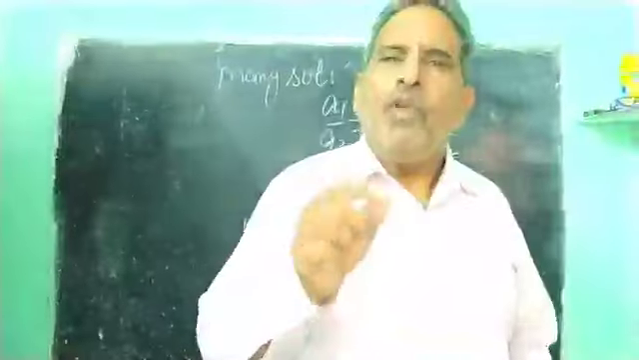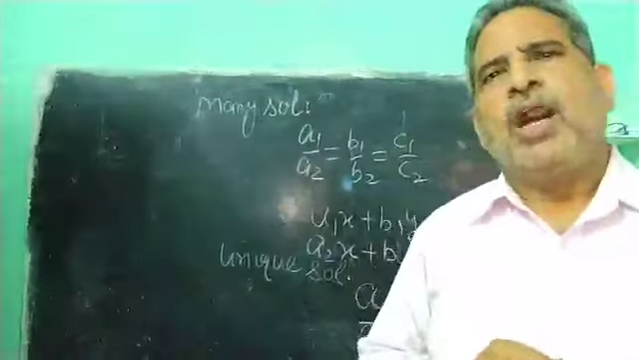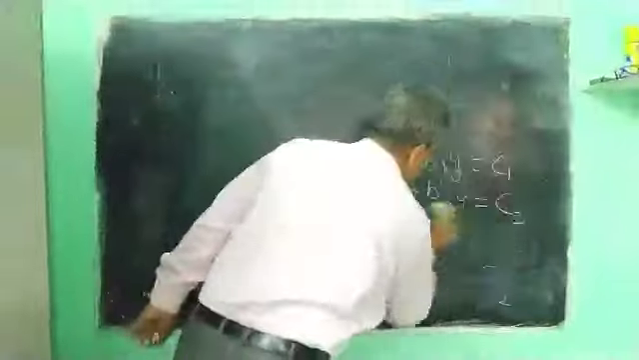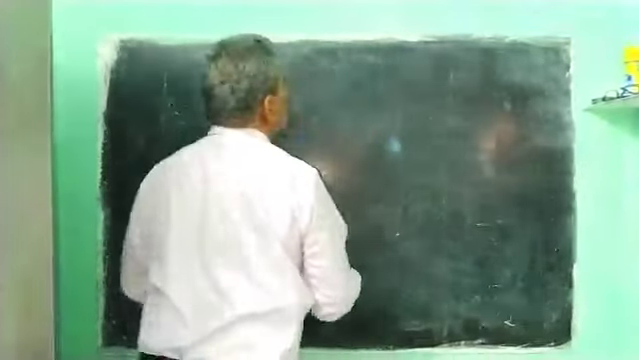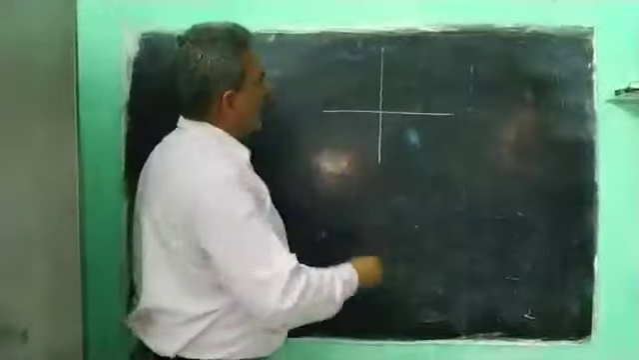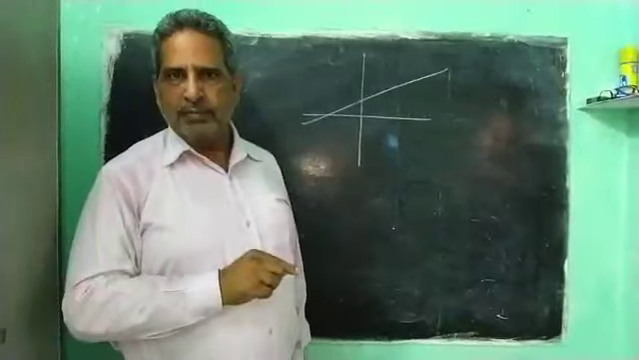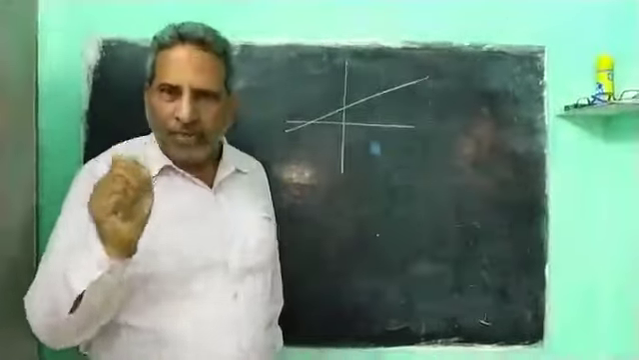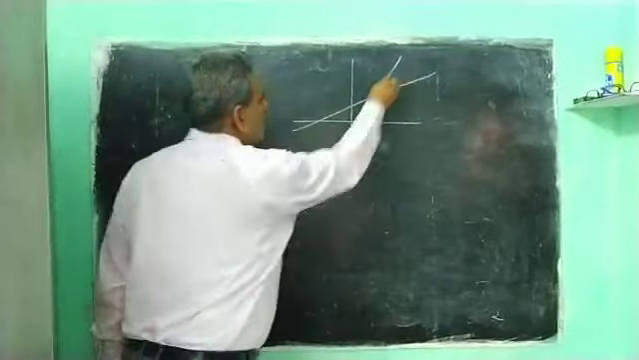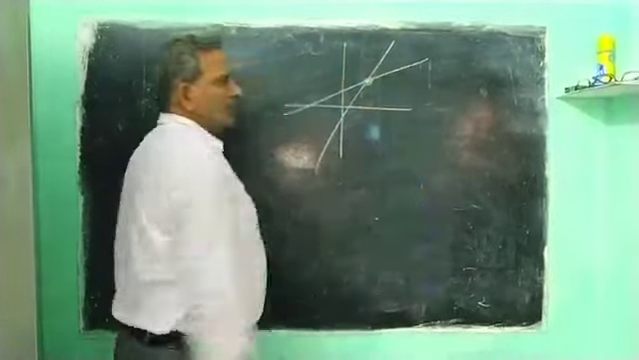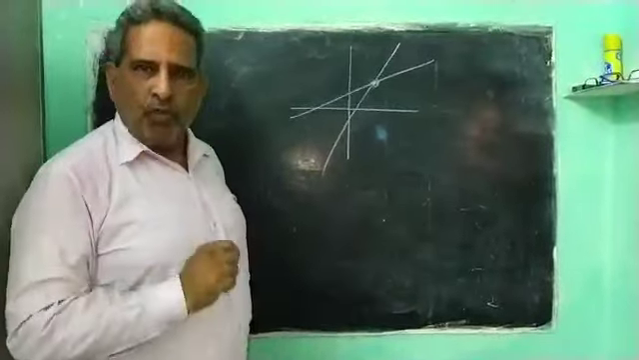So now if we want to represent it graphically, how will we represent it? Just see. Okay, so this is a graph. Say this is the graph of the first equation. Then we draw the graph of the second equation. Now you see, there is one point which is common.